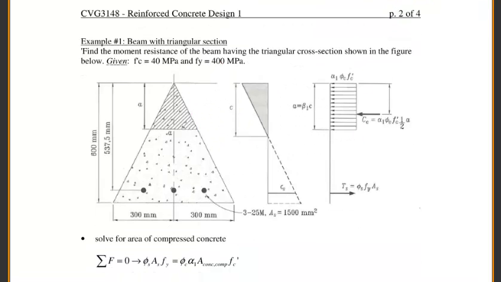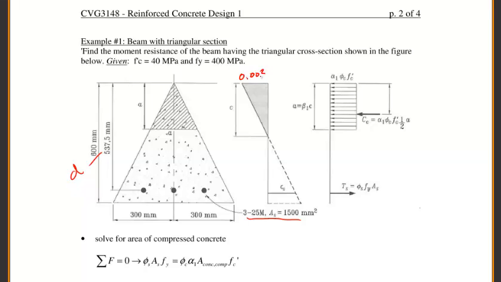To show that we can use this concept to solve any type of beam, let's look at this strange beam which we are given in this problem. It's a triangular section. You're not going to find this in practice, but it's just to show that we can determine the moment resistance of any cross-section shape. So you have a triangular section, f'c is 40 MPa, fy is 400 MPa, and you have 3 25M bars, which are given as in the problem. And you're also given the effective depth of your beam.